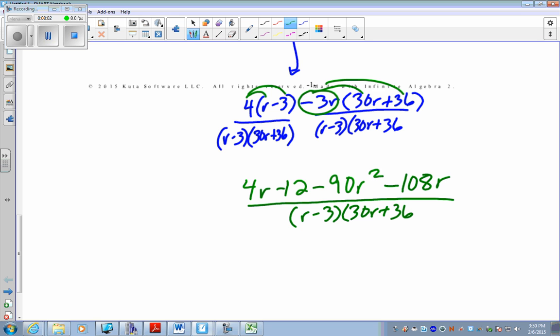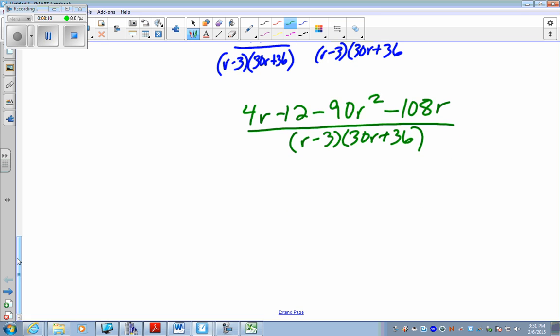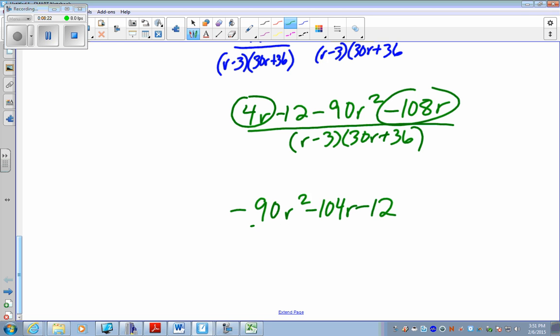Gather like terms, rewrite this biggest exponent to the smallest in the numerator. Got -90r squared. Like terms, negative 104r, and let's subtract 12. Now once you gather like terms up in the numerator, we have to factor the numerator, or try to factor it at least. You can see they're all even, so there's going to be a greatest common factor, but I'm going to put this in the calculator first.